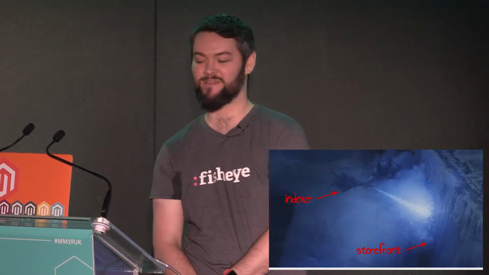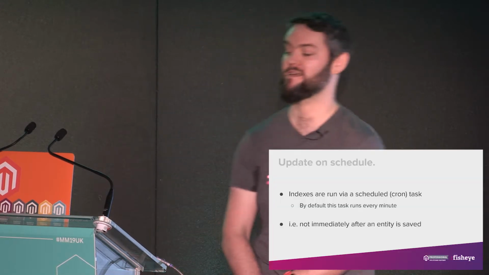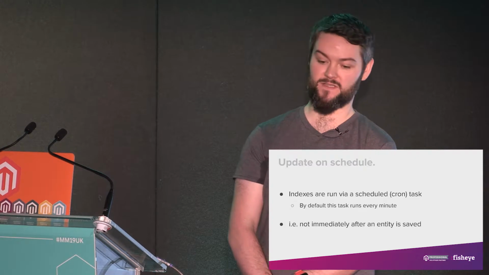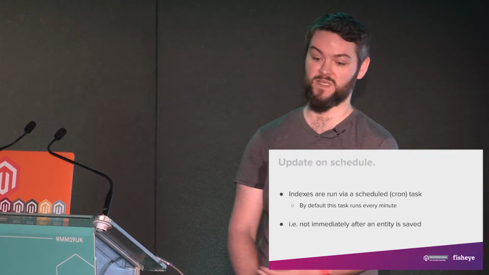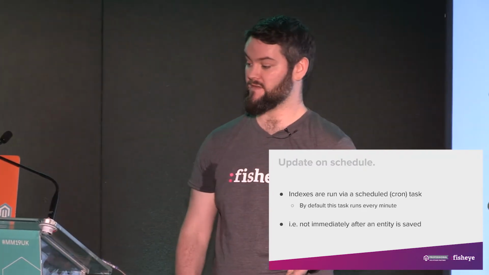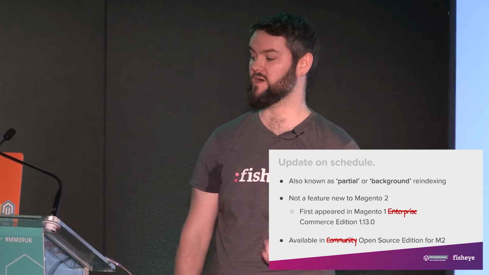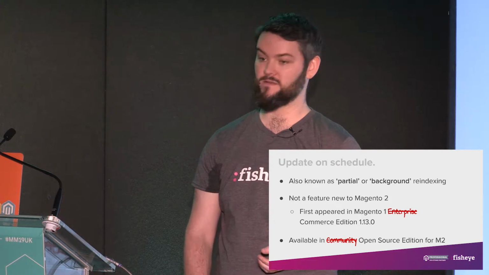So let's look at update on schedule. Instead of running straight away, indexes are run on a scheduled task via the cron. By default, this runs every minute. So basically, as opposed to update on save, it doesn't run as soon as you save something. This is also known as partial or background reindexing. It's not new to Magento 2.